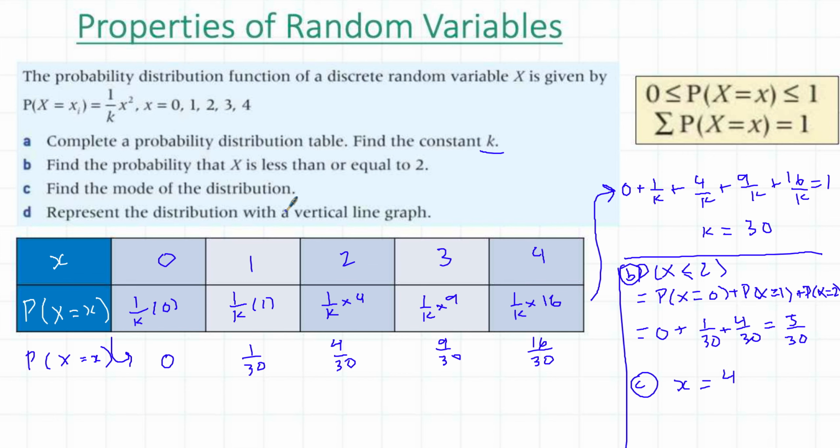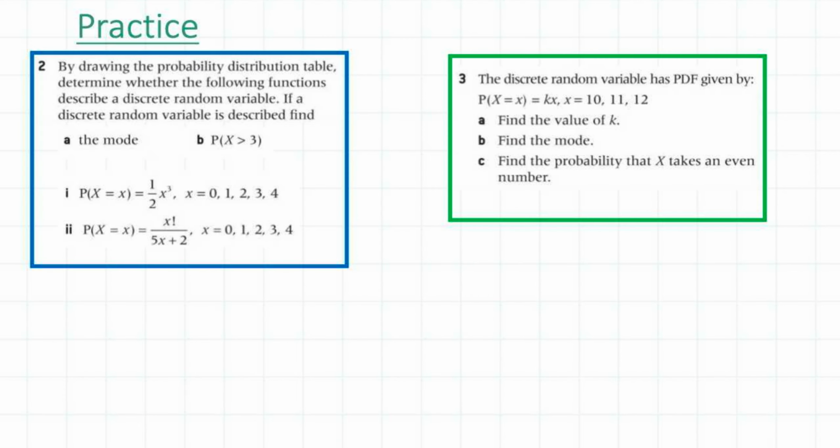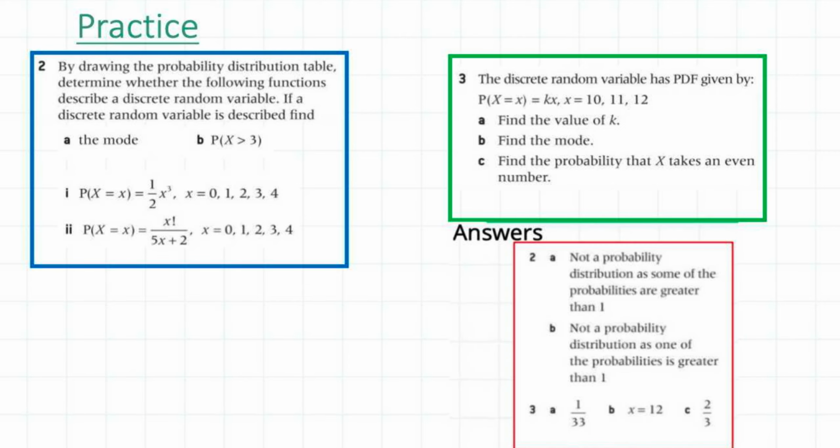And then represent the distribution on a vertical line graph. So that means you will represent the x on the x-axis and the probabilities on the y-axis, and it will give you something like this. All right, so these are our discrete random variables because our data is discrete here. You can practice questions on these before we do more specific ones.